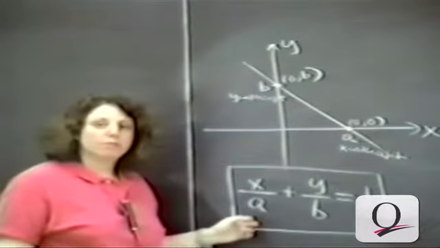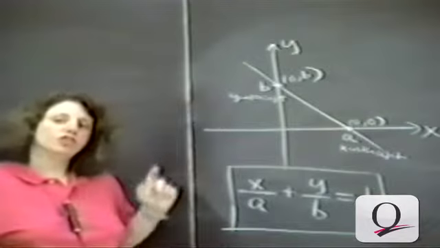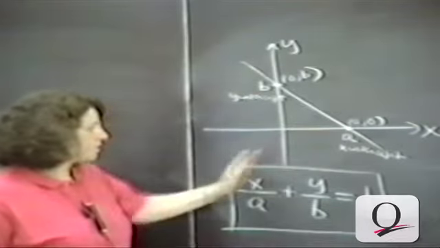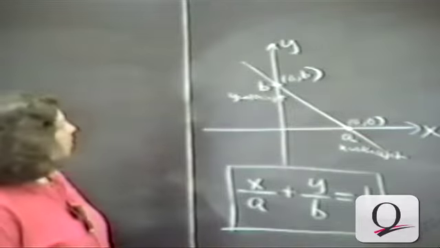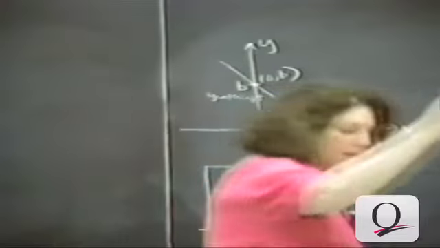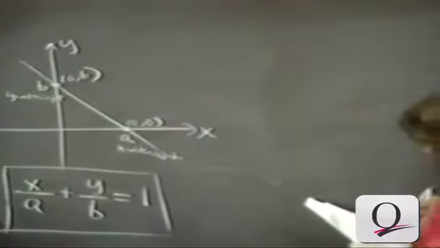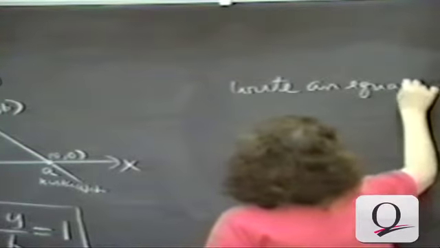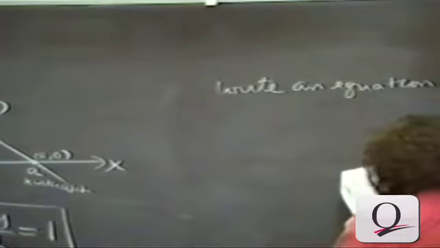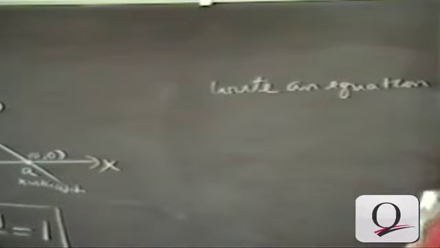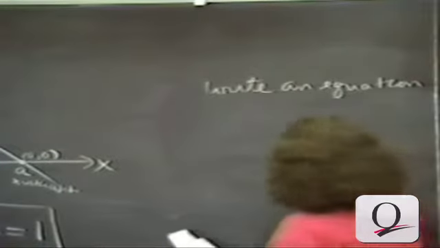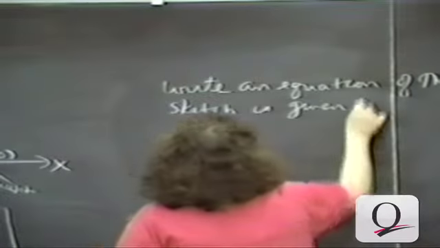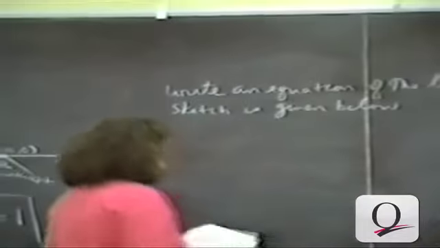Now, you're still going to run into the problem that this involves fractions, and usually the choices on the assessment test do not involve fractions. So you're going to have to multiply through by the LCD, both sides of the equation, to clear the fractions. But let's try a problem. Here is a problem of the type you're most likely to get on the assessment test. Okay? Write an equation of the line whose sketch is given below.